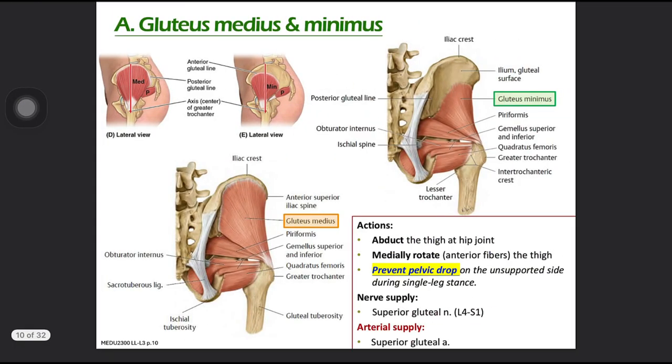Good. Now we move on to another group of muscles. This muscle is called the gluteus medius, and also the gluteus minimus, okay? These two muscles, when they contract, think about it, this is the muscles here. When these muscles contract, they shorten, and then the whole thigh becomes like this. We try to abduct the thigh, okay?